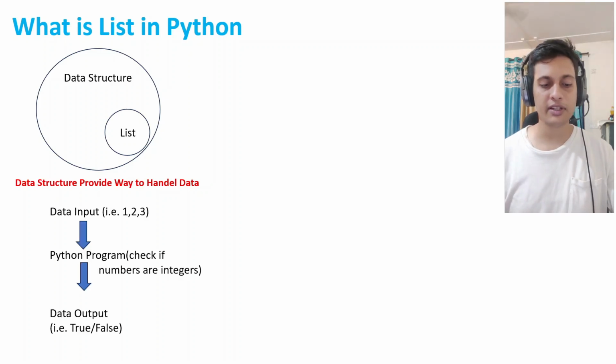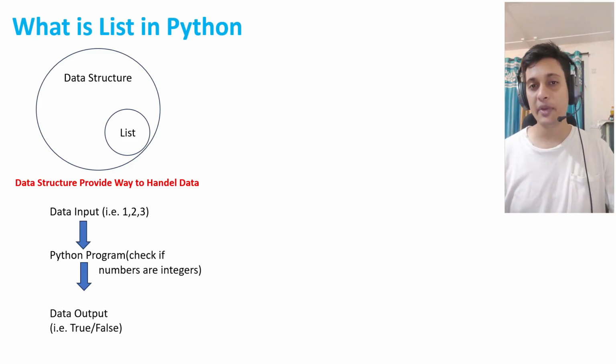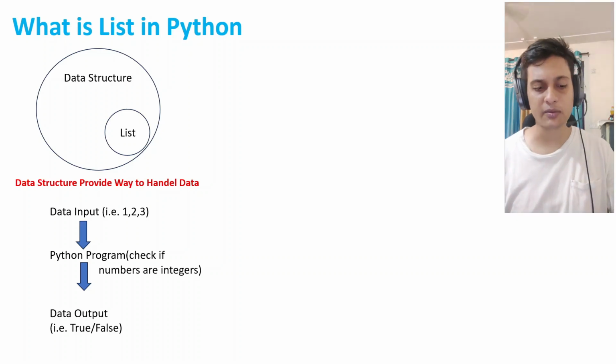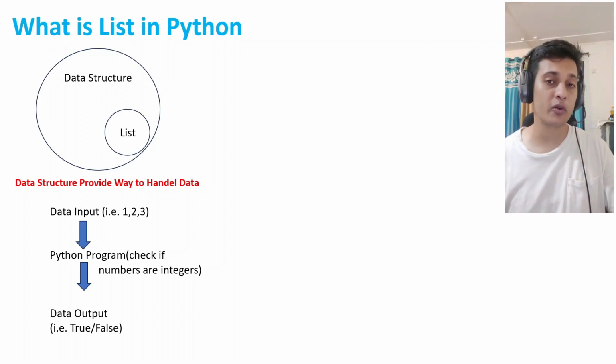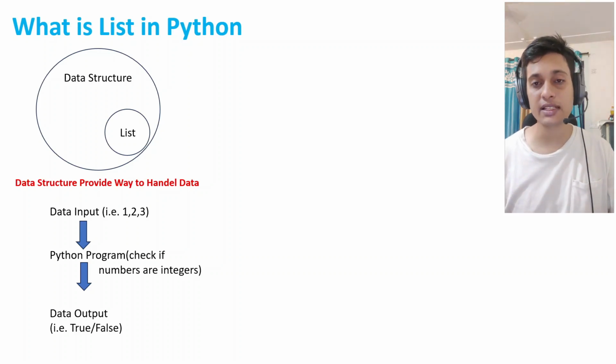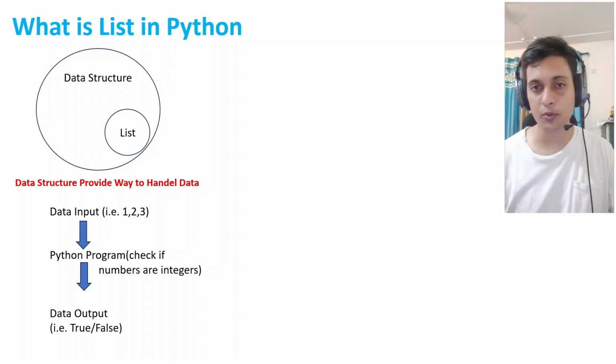Here we have this very simple iteration of a Python program where we have this data input, which is 1, 2, 3. We have one Python program to check if numbers are integers or not, and based on the validation it is going to provide us the output as true or false. So here we have only three numbers, this 1, 2, 3. We can provide the numbers one by one and it will validate whether that number is an integer or not, and based on that it will provide us the output.